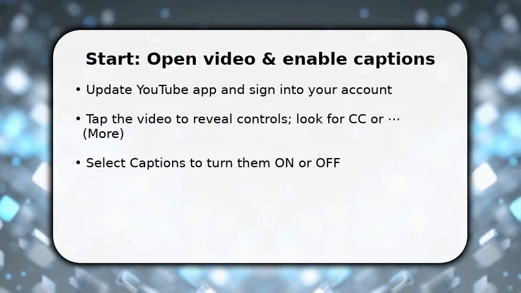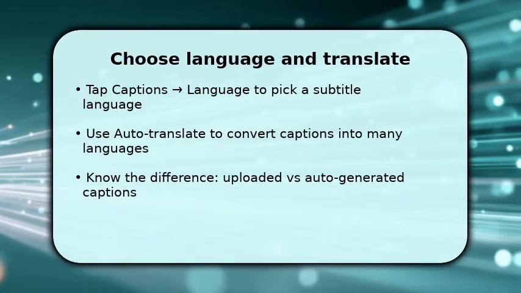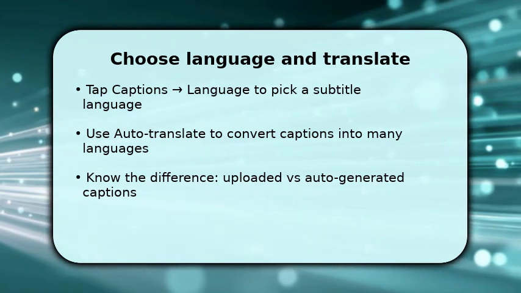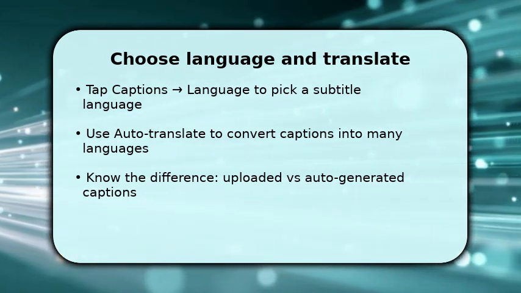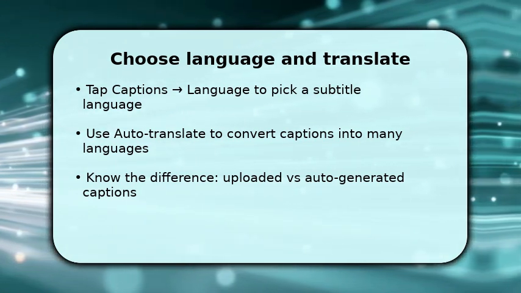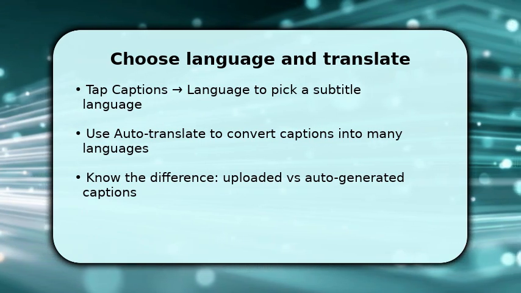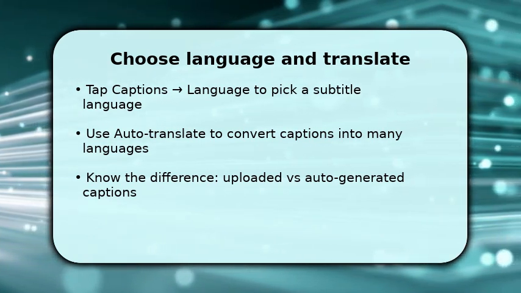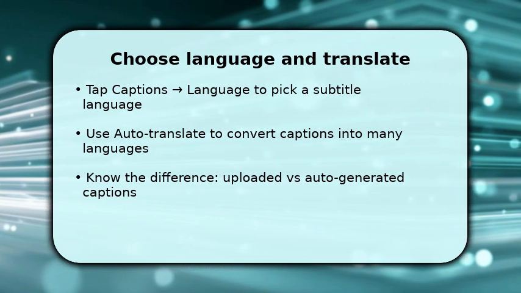Next, choose the exact caption language and whether to auto-translate. Tap Captions, then Language, and pick from available uploaded subtitle options. If you don't see your language, enable auto-translate and select a target language. This converts auto-generated or uploaded captions into another language in real time.